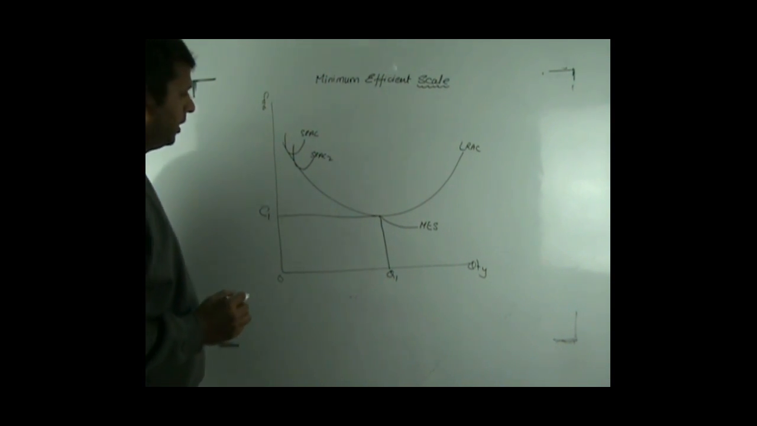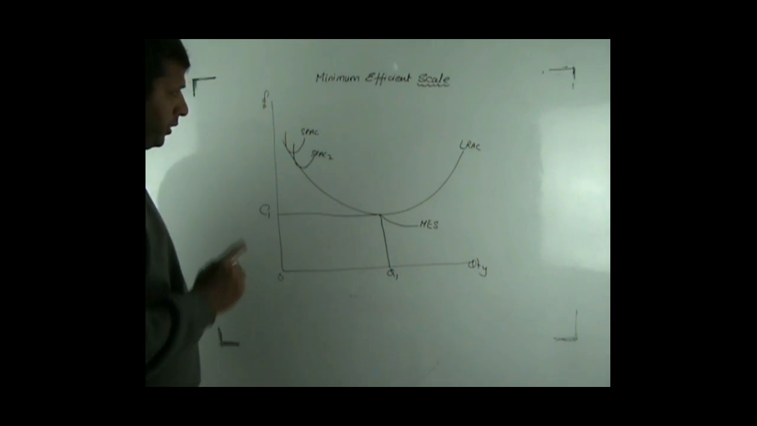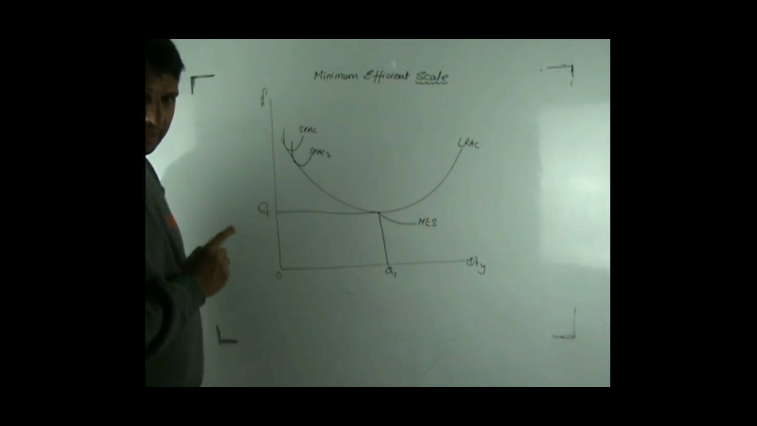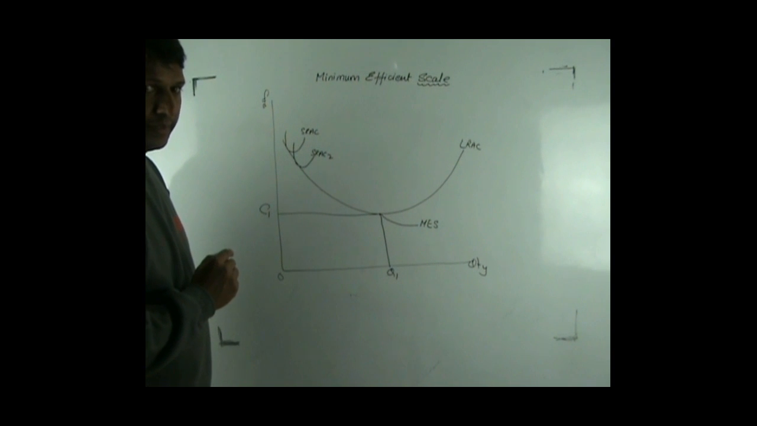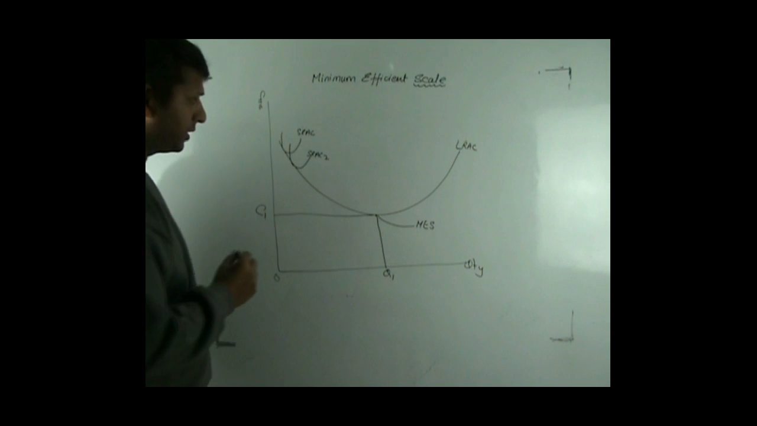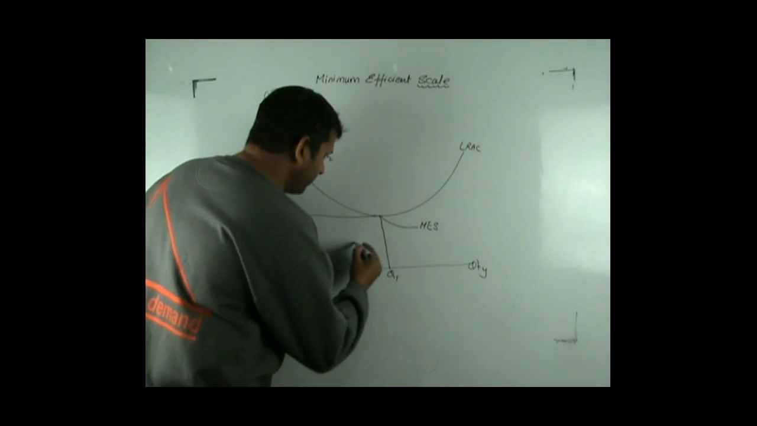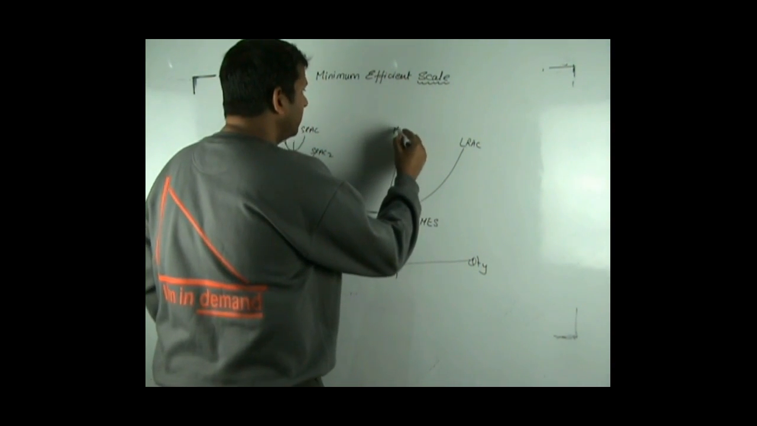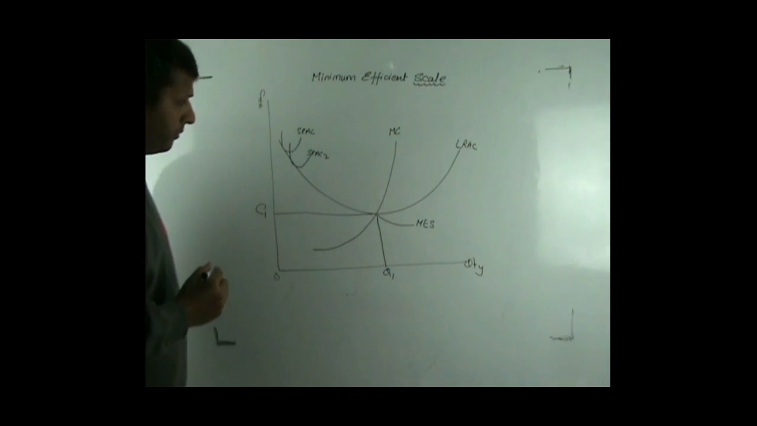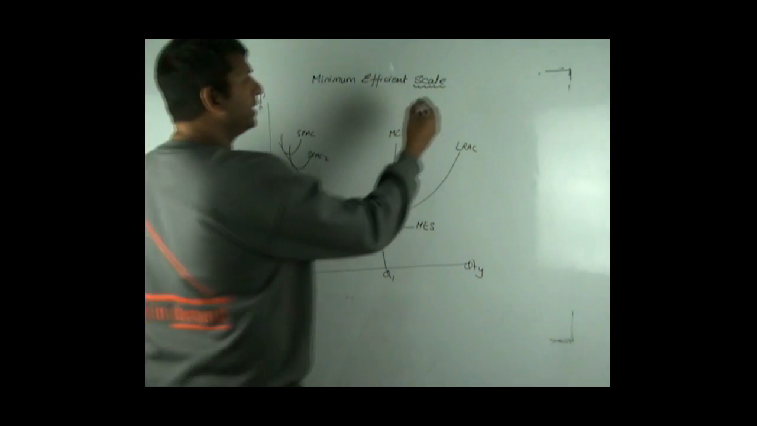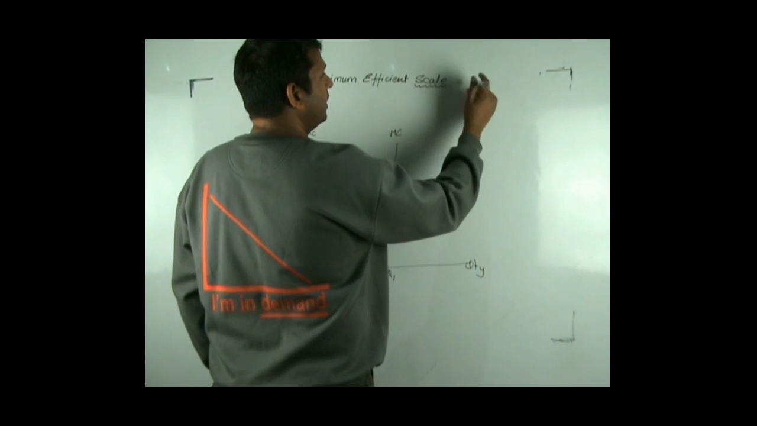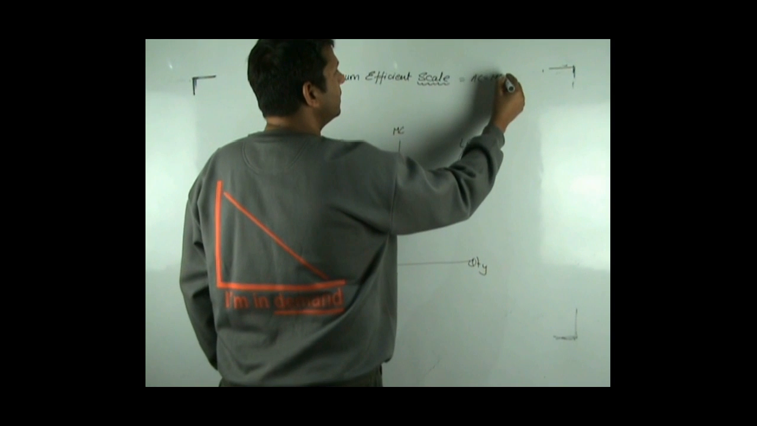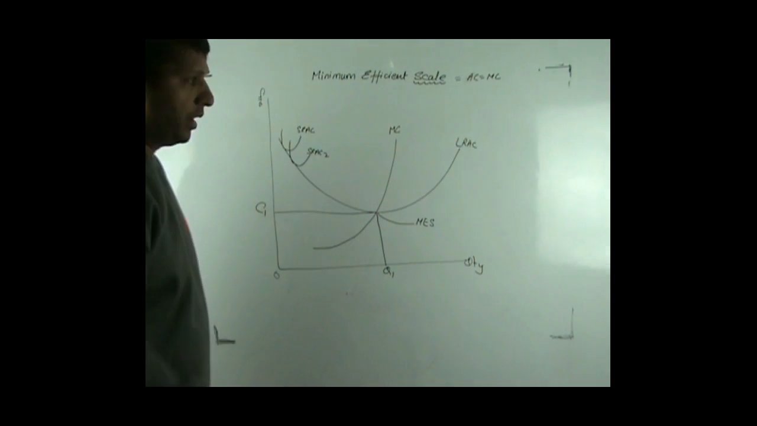At this point, because it's right at the bottom of the LRAC curve, what curve is going to cut through it? The MC curve, the marginal cost curve. Absolutely beautiful. So we can say MES is where AC equals MC.